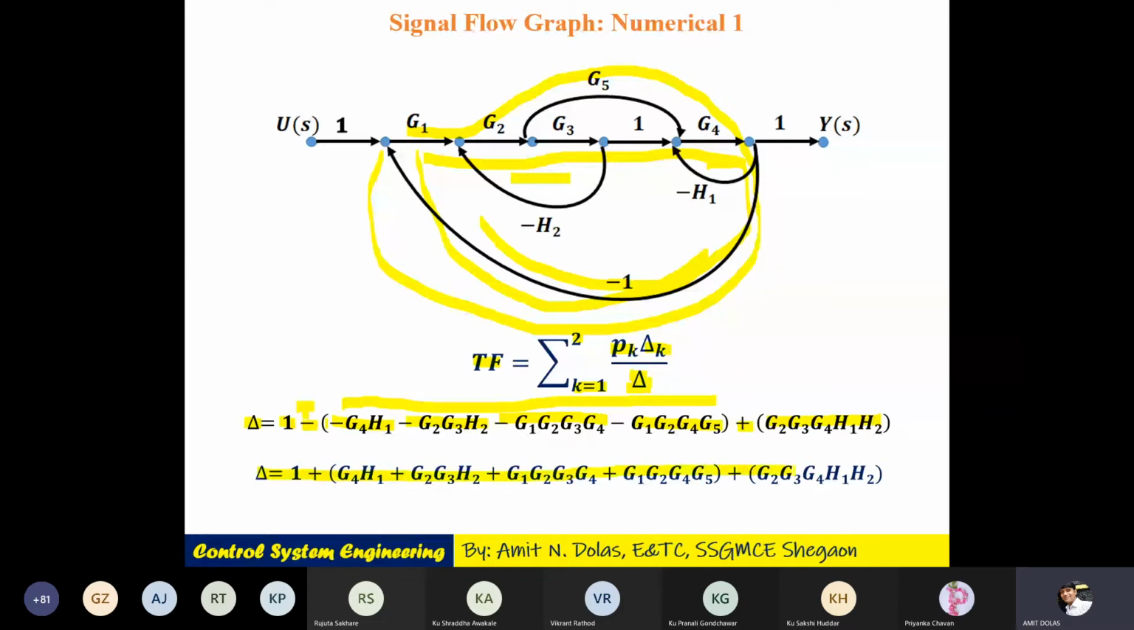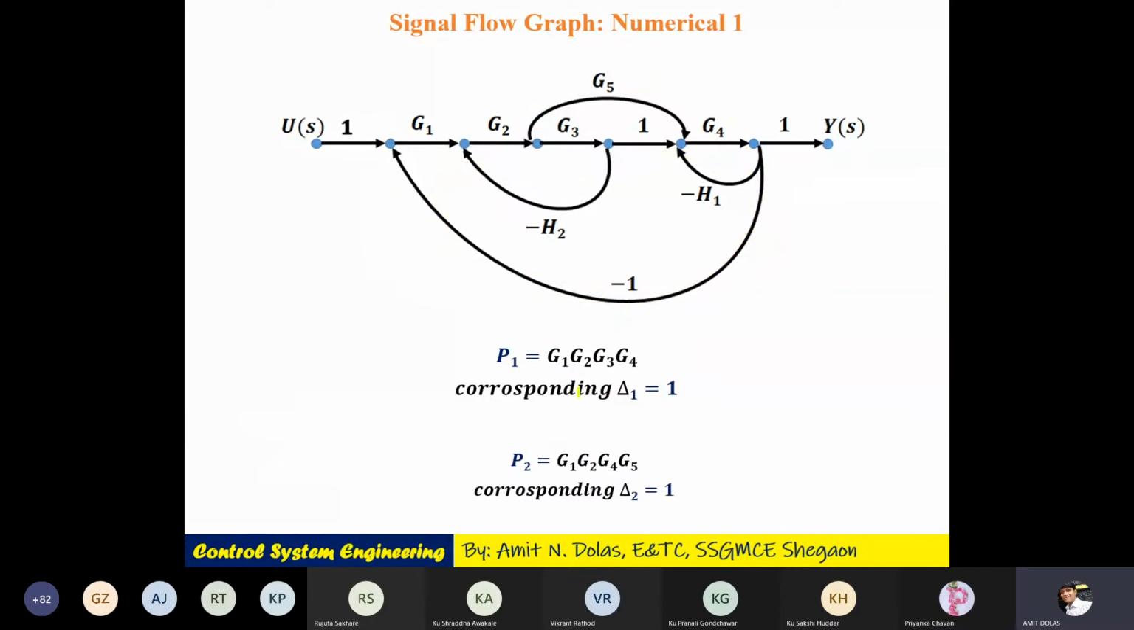I'll not read it out. Just minus sign अंदर लिया है, so all the terms in this bracket become plus. That's it. So my delta is here. Next, path 1. Already we know path 1 is what? G1, G2, G3, G4. This is path 1, which is moving from input to output. And what is the corresponding delta 1?